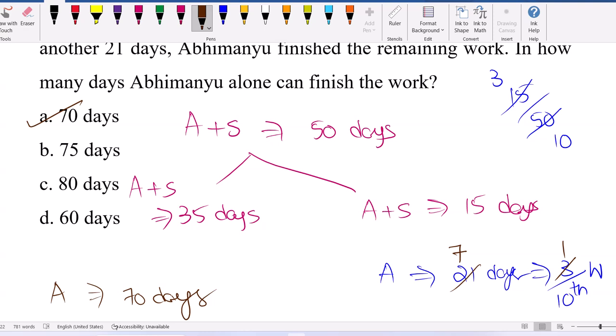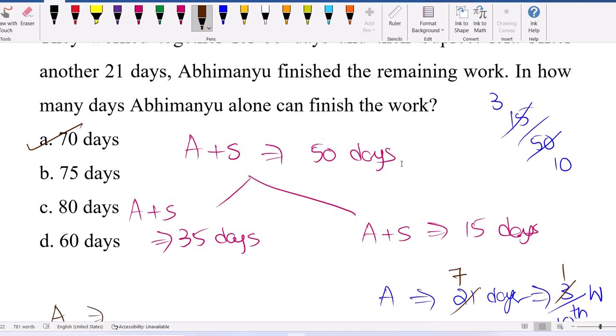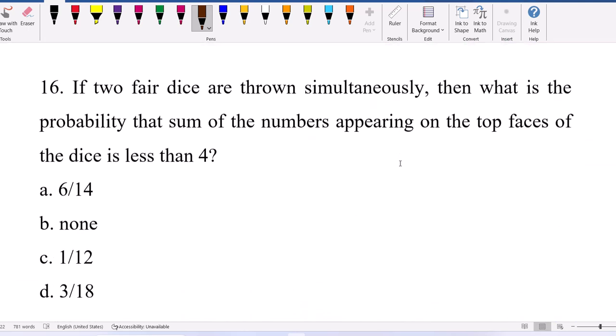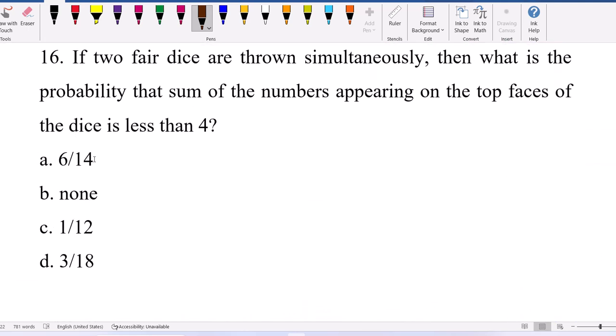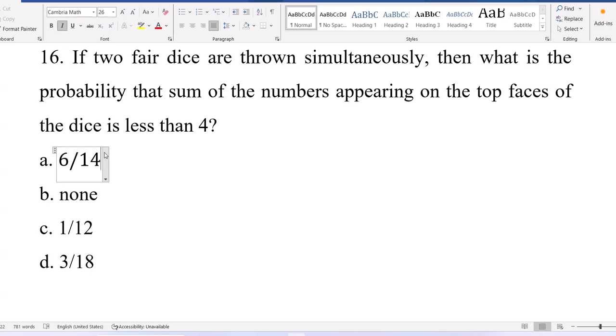Got it? Any doubts in this question, please let me know. Now, probability and permutation combination, they're asking in Cognizant. Please focus.